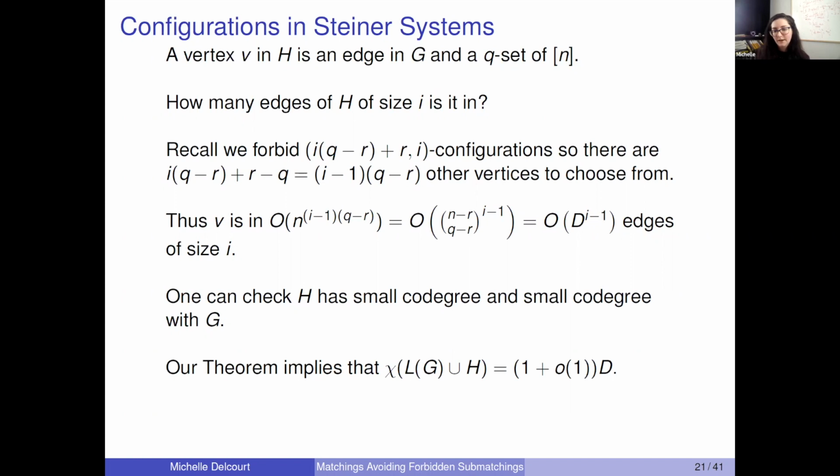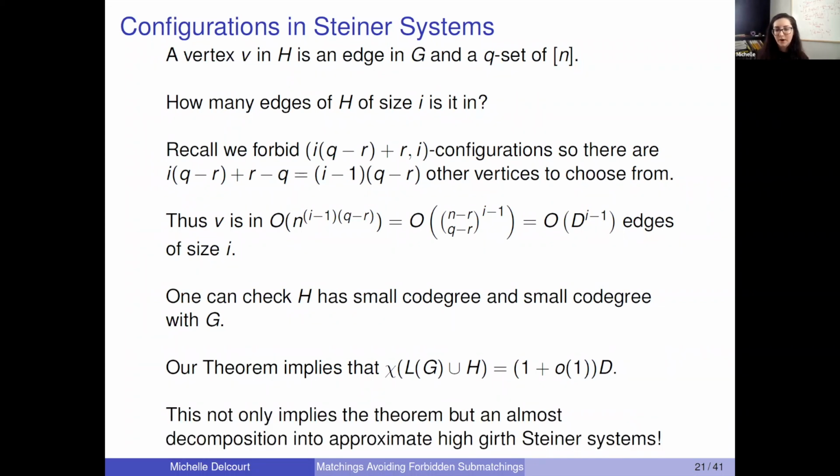In fact, we can say even more. In this language of thinking about independent sets in the line graph instead of matchings in the original graph, we can not only find matchings that avoid H, we can actually decompose these into approximate high-graph Steiner systems, which is, I think, a nice result.